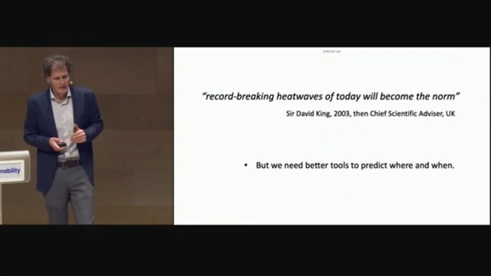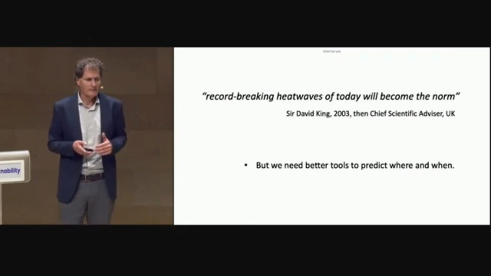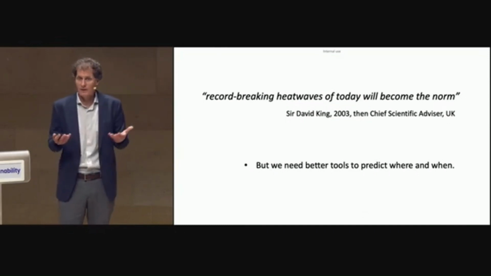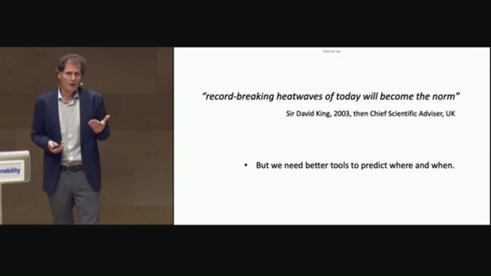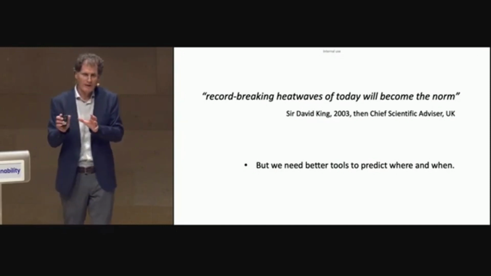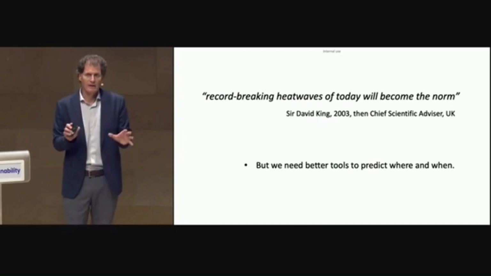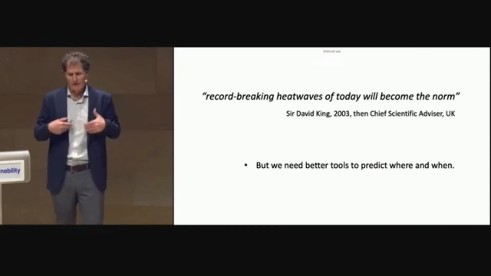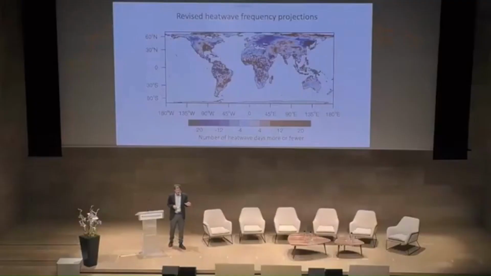It was said 20 years ago by David King that record-breaking heat waves are going to be the norm. But we need to know when and where those heat waves are going to occur globally. So we need to get better at spatially and temporally predicting those. It's okay. I think we're all resigned to the fact that the climate's going to be hotter, but where exactly is it going to be hotter? And so with this new technique, I think we have to revise some of those projections.